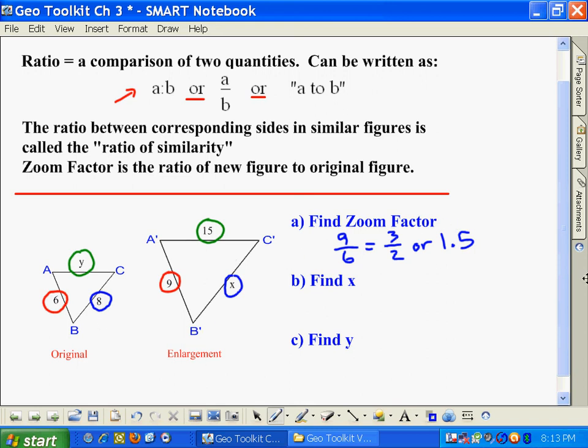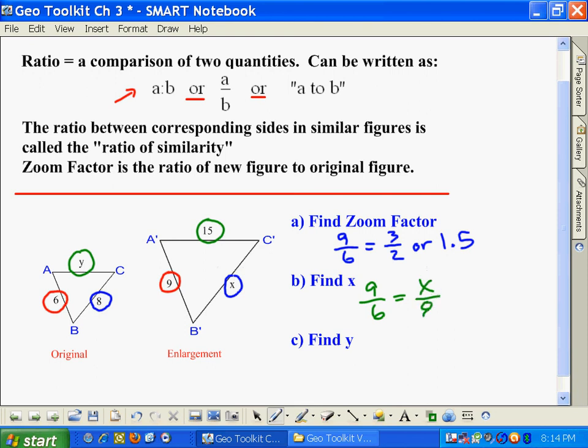Next, we want to find the missing sides. Let's go ahead and find X first. Here's how it works. We can say 9 is to 6, so 9 over 6 equals. Now, since we started with the bigger figure first, if we're looking at X and 8 here, we want to have the bigger figure, X, on top and then the 8 on the bottom.